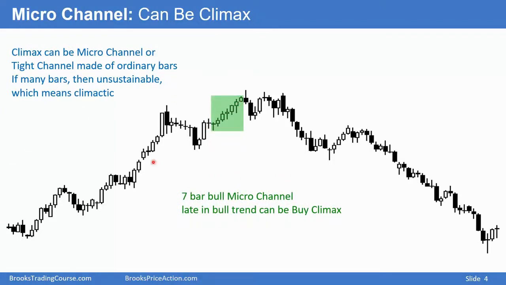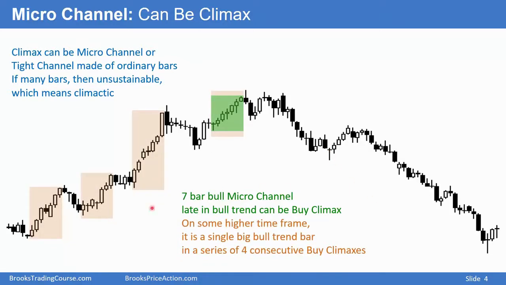7-bar bull microchannel, late in a bull trend, 20 or more bars into the trend. This is 50 bars into the bull trend. You have to be thinking that any kind of a buy climax late in the trend can be an exhaustive end of the trend. A buy climax that can lead to a reversal. Buy climax, buy climax, buy climax, buy climax. And on a higher time frame chart, this could be a single bar or 2 bars. This could be 2 or 3 bars. Every series of bull trend bars, every bull microchannel is a breakout on a higher time frame chart.